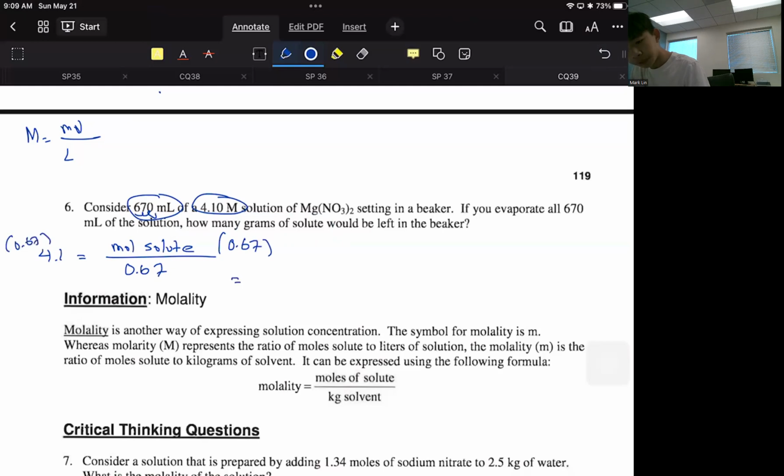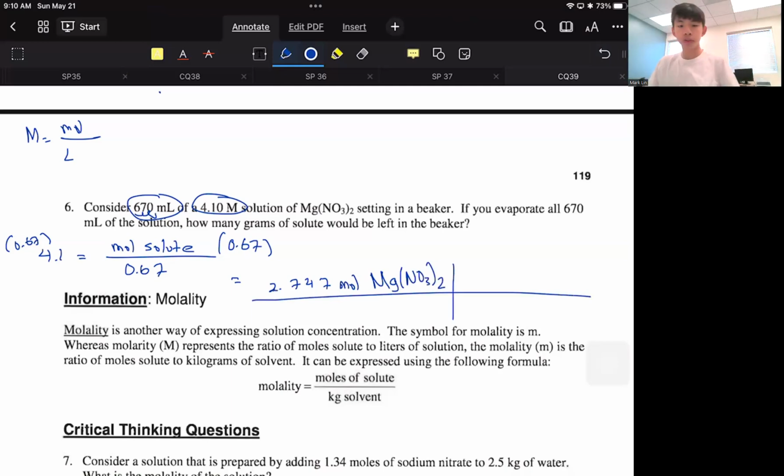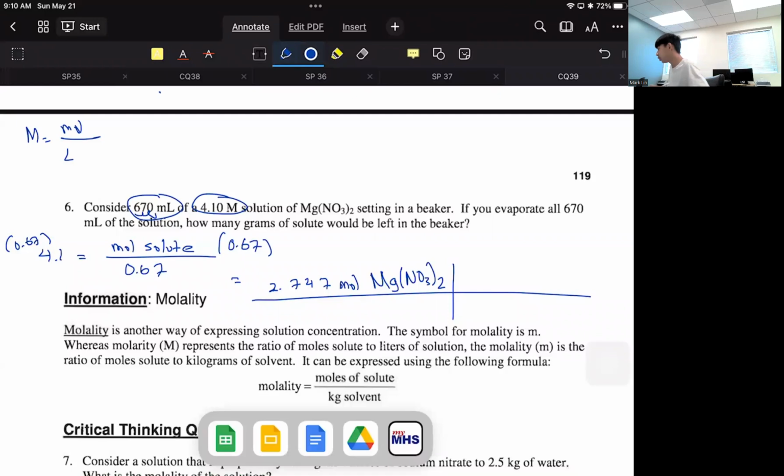You're gonna get 2.747 moles of Mg(NO3)2. You have the grams over mole. What's the thing called? Molar mass. Okay, so yeah, molar mass. Let's find out the molar mass.